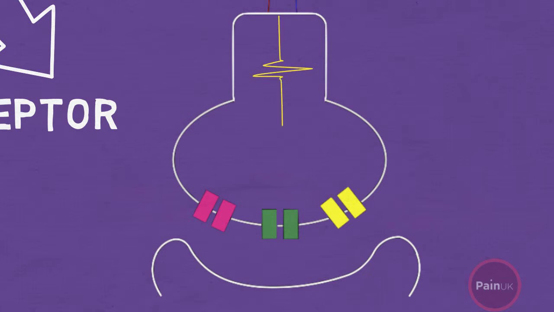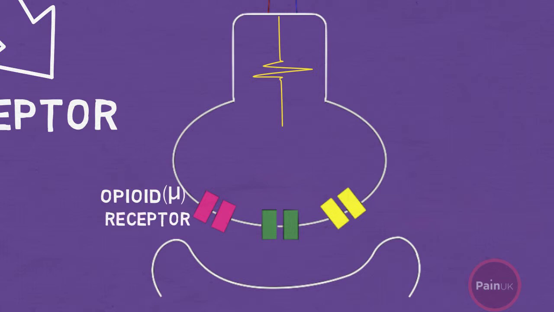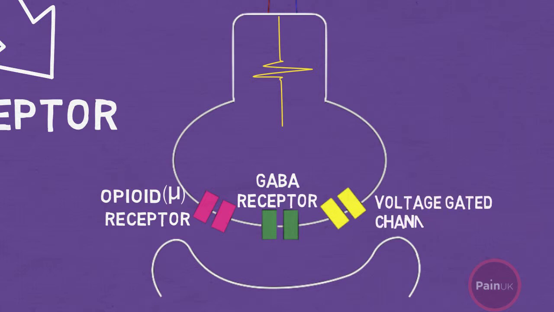The action potential is relayed as an electrical signal through neurons in ascending pathways, eventually reaching higher brain centers to tell you that you can feel pain. Some of the main ion channels involved, which are also targets for pain medication, include the opioid receptor, specifically the mu-opioid receptor, the GABA receptor, and voltage-gated channels, specifically sodium, calcium, and potassium voltage-gated channels.